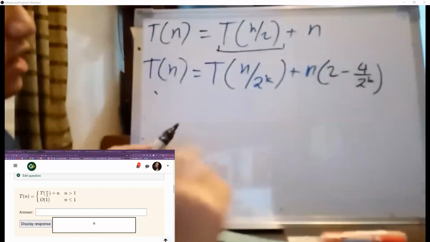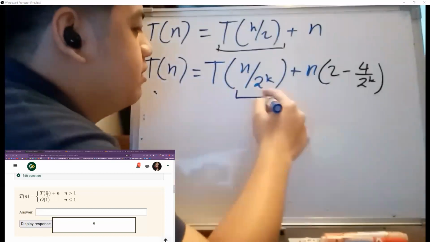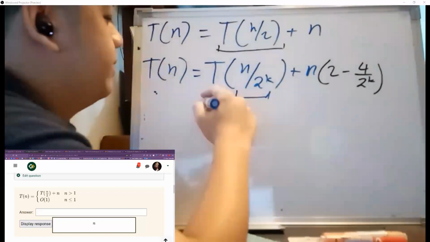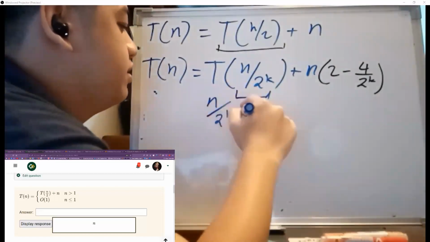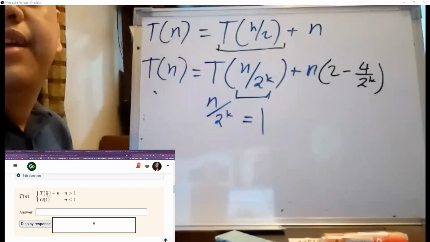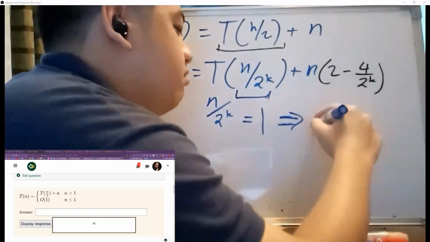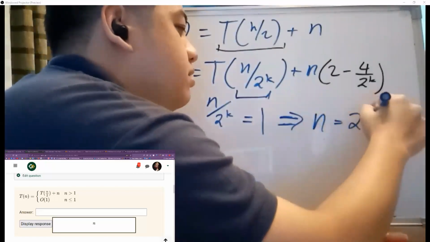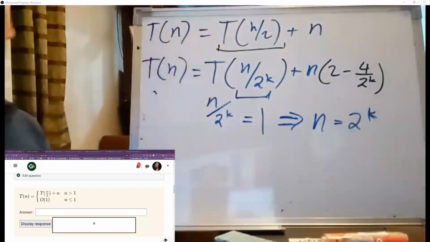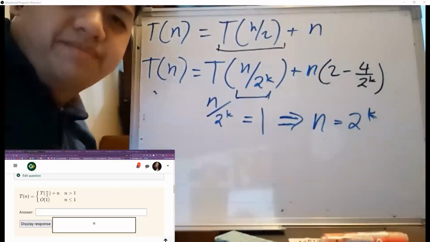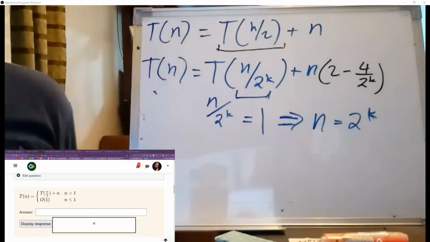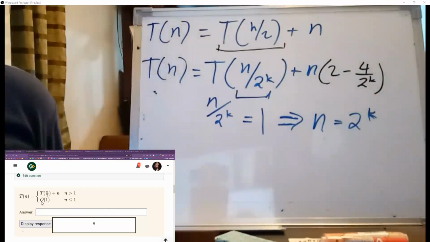So, what's next? Gusto natin mag-equal siya kay 1. So, n over 2^k should be equal to 1. Therefore, n is equal to 2 to the k. So, bakit siya equal kay 1? Kasi gusto natin dito, if makikita nyo sa recurrence relation natin, at n is equal to 1, or yung basically yung input natin sa T is equal to 1, may O of 1 tayo.